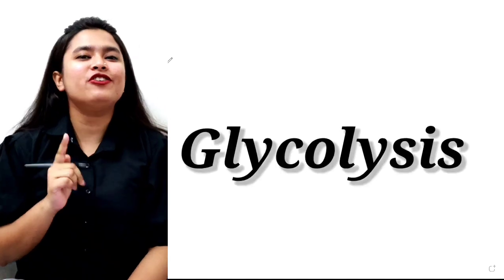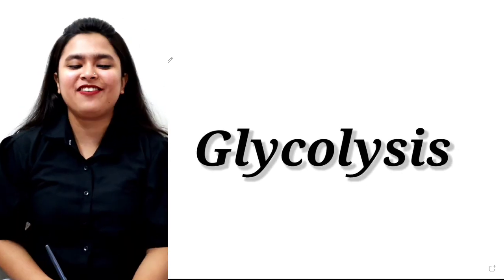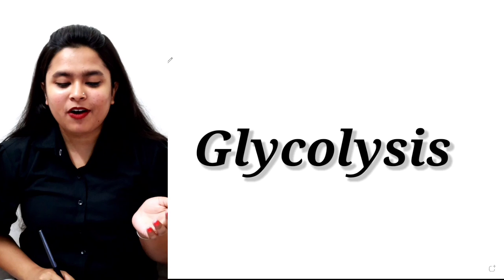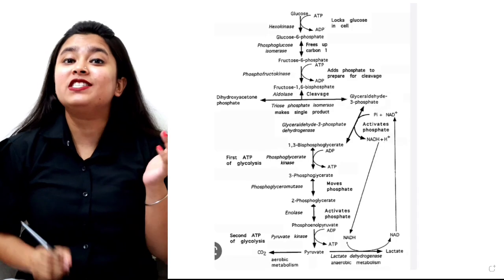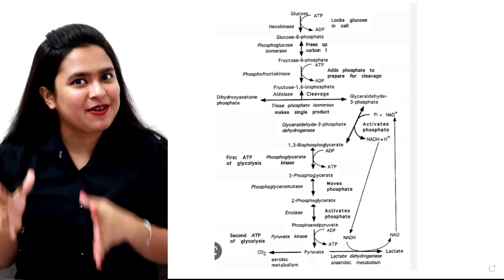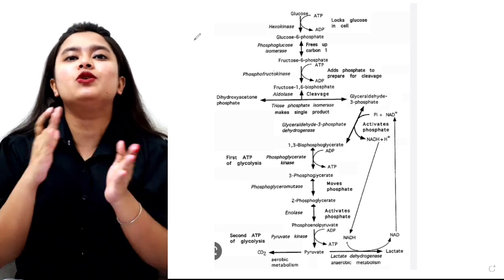So with me we are going to learn glycolysis. So let's begin, let's dive in. The first step of glycolysis, we all know that we are going to start with glucose, a 6-carbon compound, and we are going to break down glucose into pyruvate.